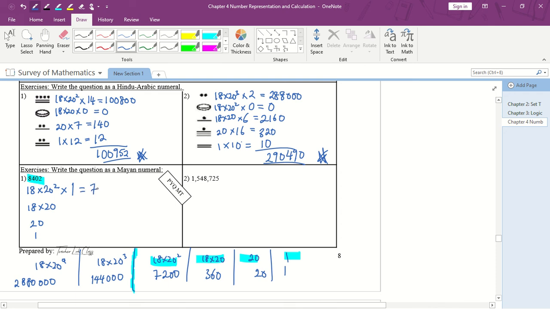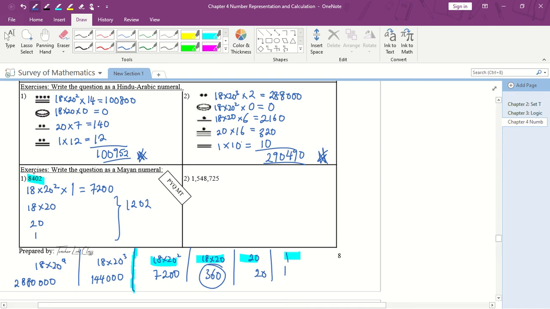So you should get 7200. We know that 18 times 20 square times 1 is equal to 7200. And the same concept, use 8402 minus 7200. Okay, 8402 minus 7200, and it should bring you 1202. And now, again, the same idea, using 1202 to divide 18 divide 20, or in simple you can divide 360. Okay, 1202 divided by 360, and you get 3 point something.